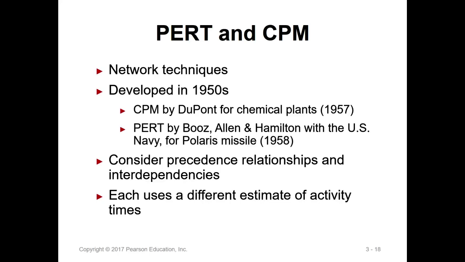What do we mean by the last bullet over here? For CPM, we use one single number to estimate the project completion time. For example, for activity A, you need 2 days. For activity B, you need 10 days. You only use one good estimate.